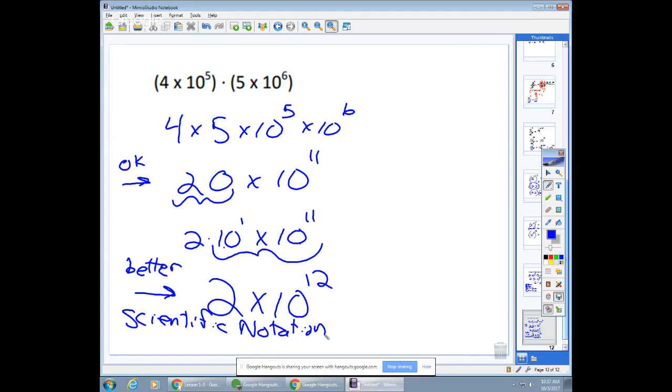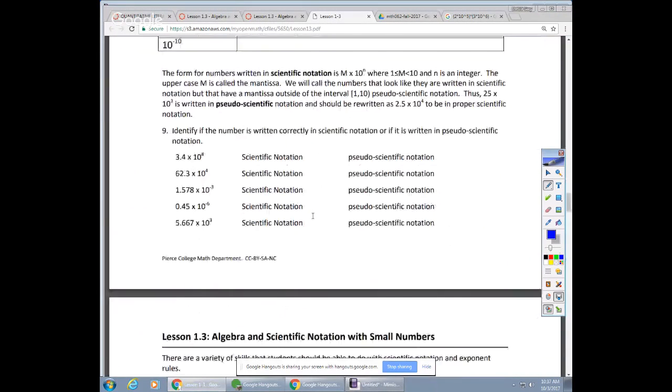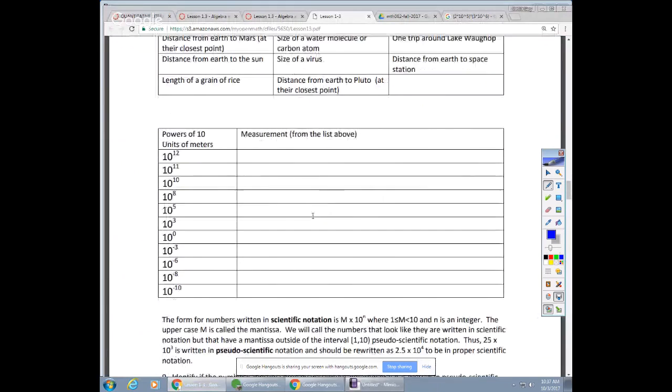All right, I'm almost ready to shut up. Oh man, I talk too much. All right. I guess I'm not ready to shut up, because we've got to do this chart right here.